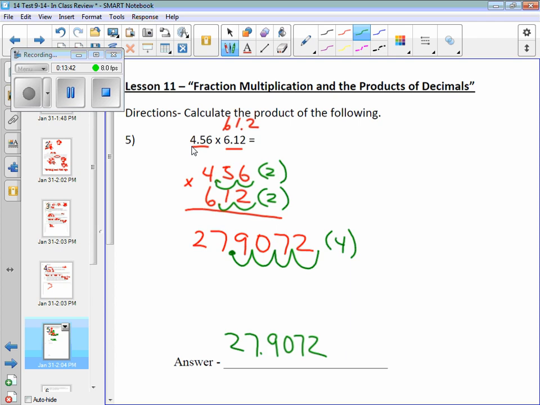And you could always check these with a calculator after you're done. A 3-digit number times a 3-digit number can get lengthy, so be careful with your math.